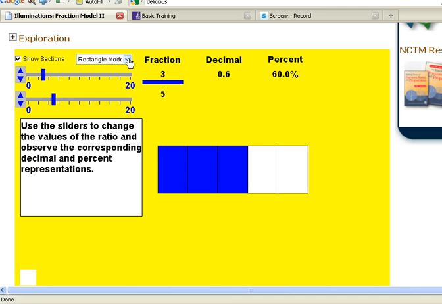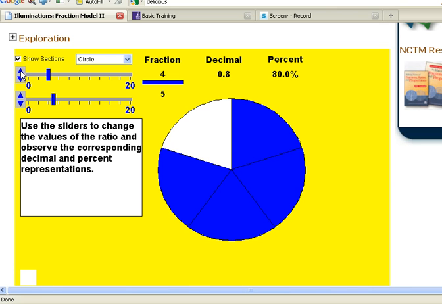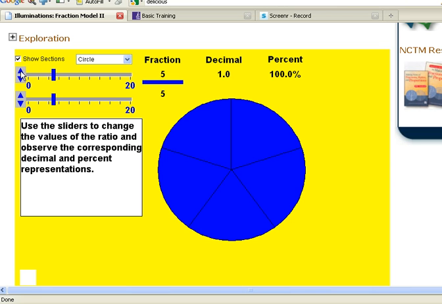I think I'm going to go back now to the circle model, and we see that we have 3/5. Let's go ahead and increase the numerator again. Here's 4/5. Here's 5/5, which is 1.